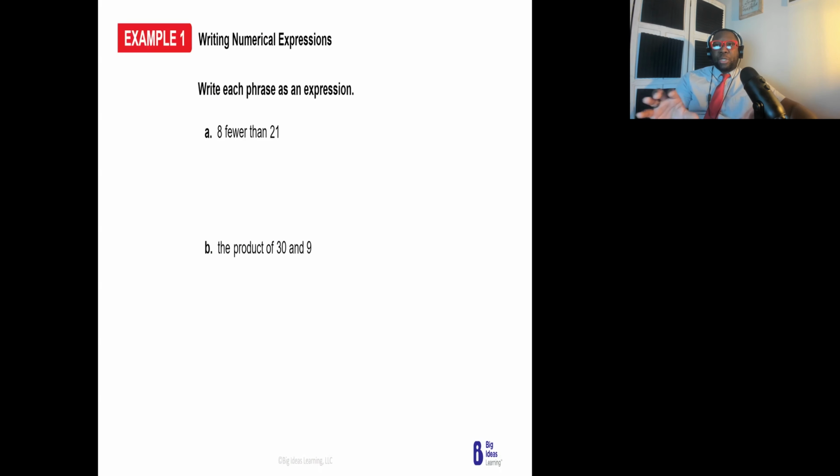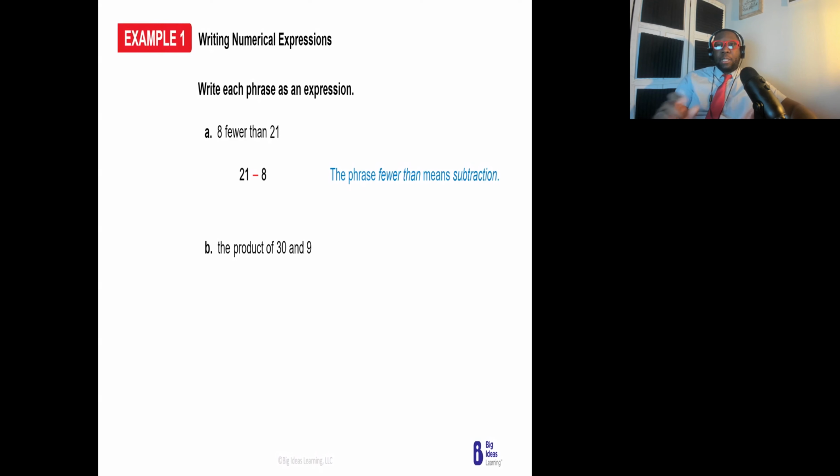So writing each phrase as an expression. 8 fewer than 21. When we see that, perhaps we're thinking, 8 fewer than 21. Well, that means fewer. Fewer is subtraction. So how would we write that? 21 minus 8. A lot of times kiddos will see the 8 first and want to write it as 8 minus 21. But because the expression is saying 8 fewer than 21, that means we need to subtract 8 from 21.